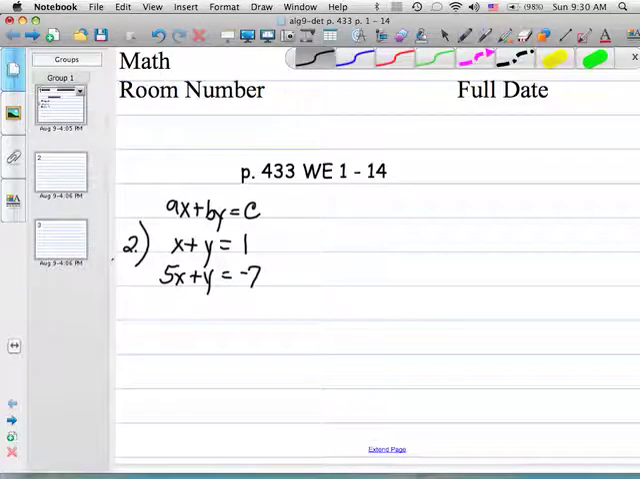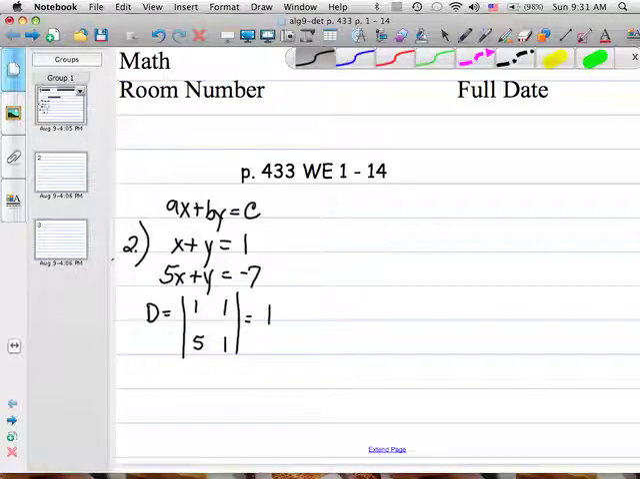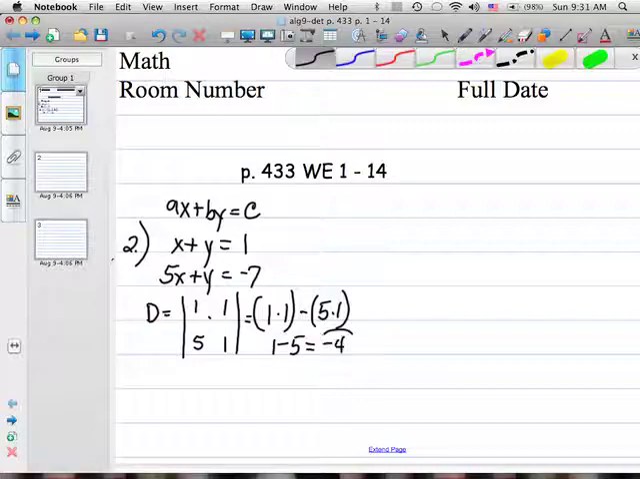All right, then we make our matrix for our coefficients. On the x column we have 1 and 5. We're looking at the numbers in front. In the y column we have 1 and 1. And then we do our multiplication. 1 times 1 is 1, minus 5 times 1, which is 1 minus 5, which equals negative 4. So that's D.